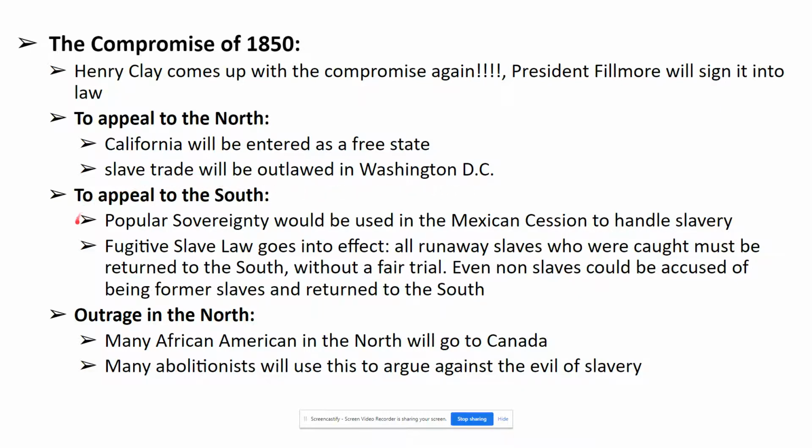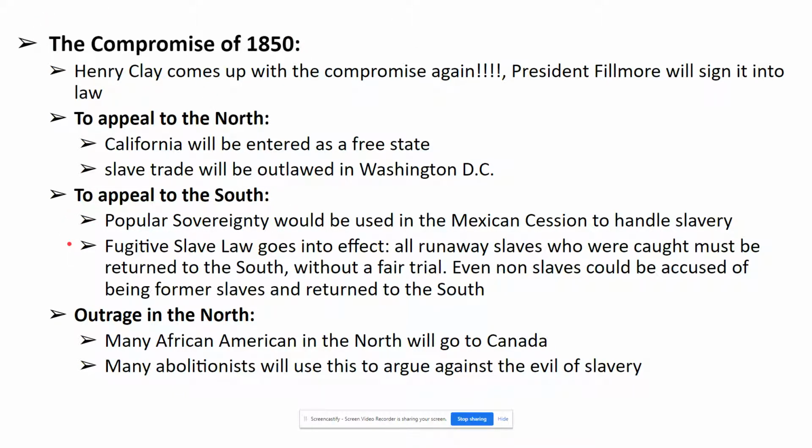Here's what the North gets: popular sovereignty. Okay, we talked about this. The idea that the people living in the territories would decide whether they were free or slave is now law. Okay, basically, right here, Missouri Compromise doesn't exist. Okay, this will replace the Missouri Compromise, and it allows the expansion of slavery into the West.